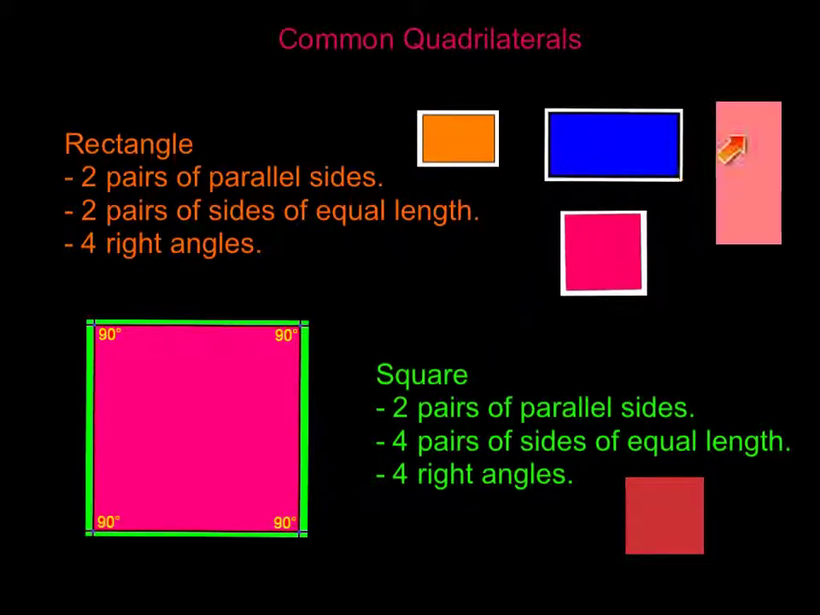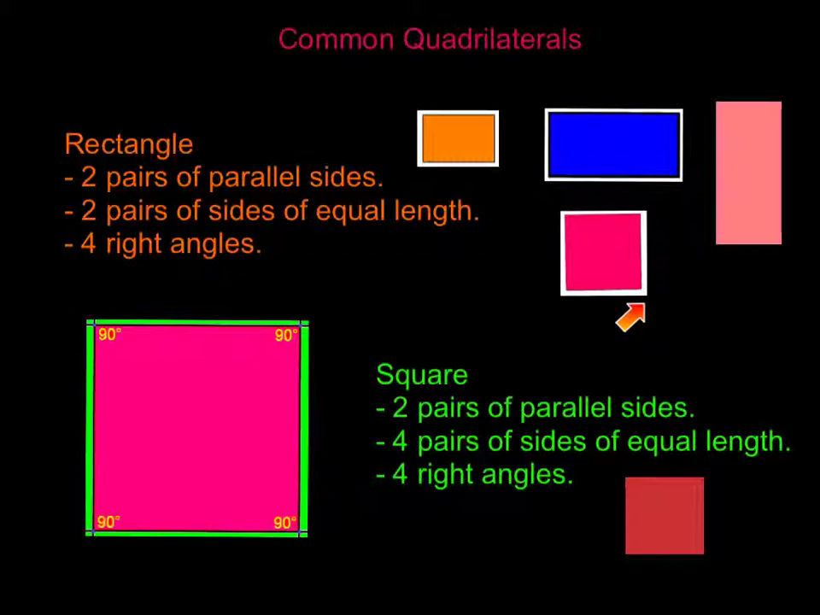So all rectangles are going to be the same. We've all seen rectangles before. However, a square fits this definition also. So a square can be classified as a rectangle also. Notice we have two pairs of parallel sides, two pairs that are the same length, and four right angles. So a square still counts as a rectangle.